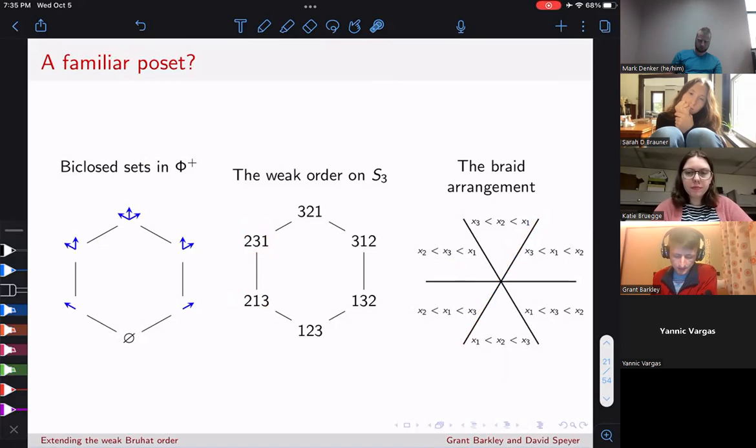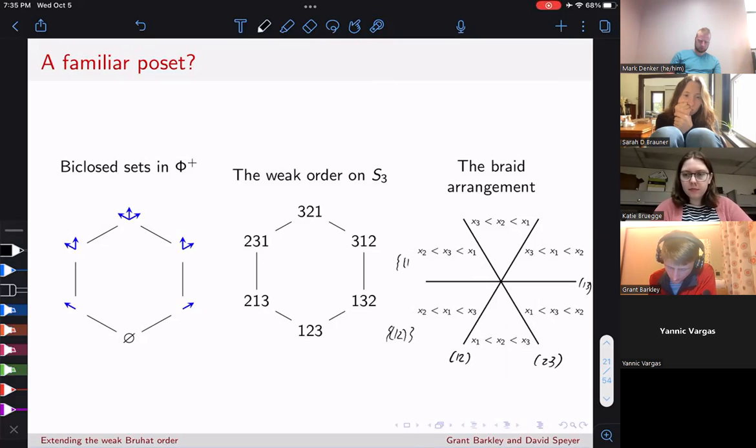Okay. So if we think about containment, let me actually write stuff. So let's say this is 1, 2, this is 2, 3, and this is 1, 3. Then the separating set here is the set 1, 2, and the separating set here is the set 1, 2 and 1, 3.